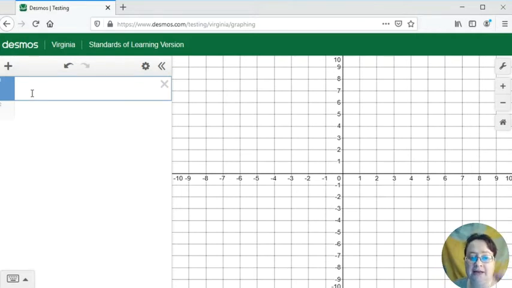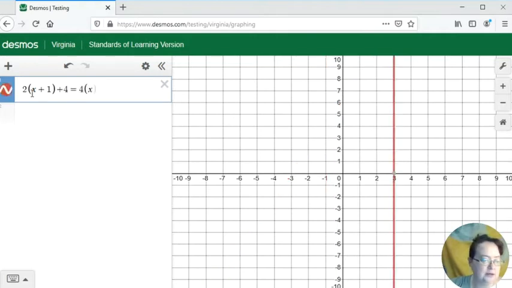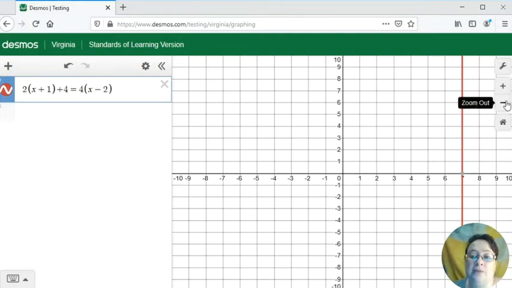On the left side here, in that first bar, we're going to type in our equation just like we see it. So it was 2 times the quantity x plus 1, plus 4, equals 4 times the quantity x minus 2. Notice, I didn't have to solve anything or simplify anything. I just type it in like I see it. What I'm looking for is a line on my screen, and I do see it here. If I didn't, I could click the zoom out button until I did.